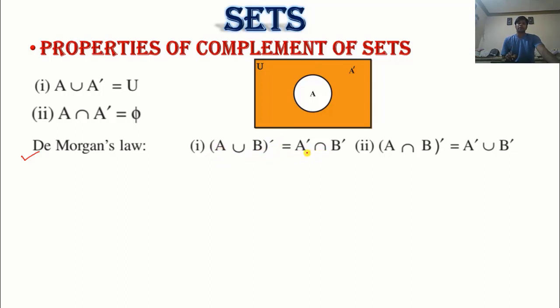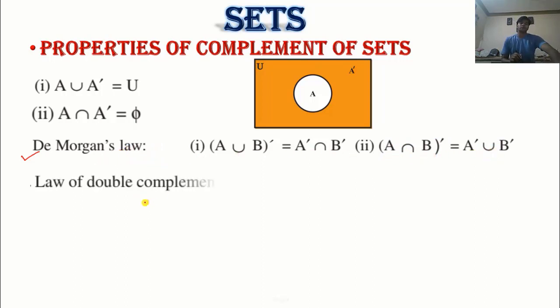So what will become here on this side? Dash is required for both of these, and union converts to intersection. So you get A dash, now union converts to intersection, and you get B dash. In the same way, just interchange union by intersection. So you get another property, A intersection B whole dash, that is equal to dash will move inside. So you get A dash, B dash, and this intersection converts to union. So this is your De Morgan's law.